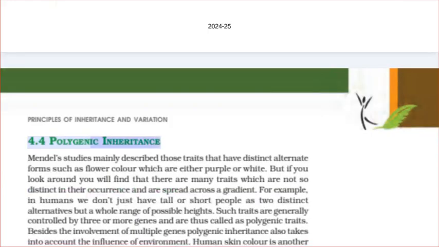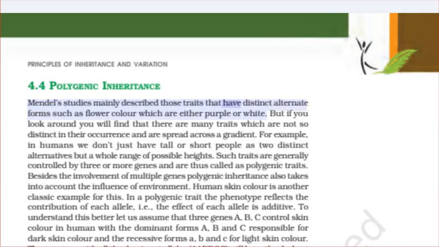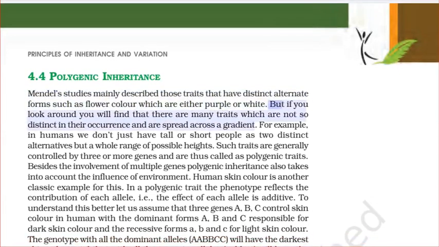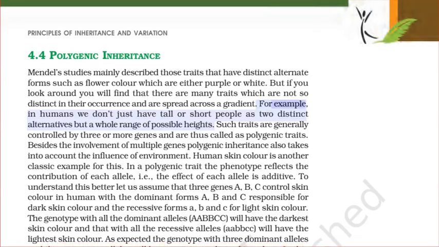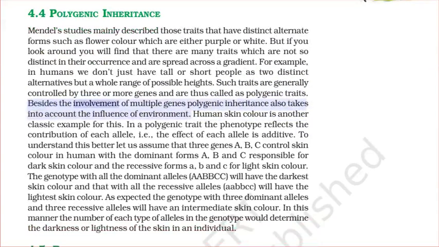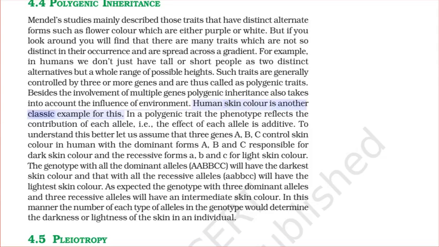Polygenic inheritance. Mendel's studies mainly describe those traits that have distinct alternate forms, such as flower color, which are either purple or white. But if you look around, you will find that there are many traits which are not so distinct in their occurrence and are spread across a gradient. For example, in humans, we don't just have tall or short people as two distinct alternatives, but a whole range of possible heights. Such traits are generally controlled by 3 or more genes and are thus called polygenic traits. Besides the involvement of multiple genes, polygenic inheritance also takes into account the influence of environment. Human skin color is another classic example for this.